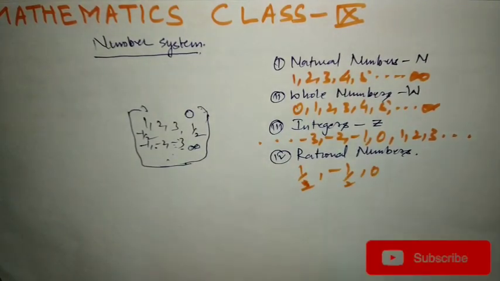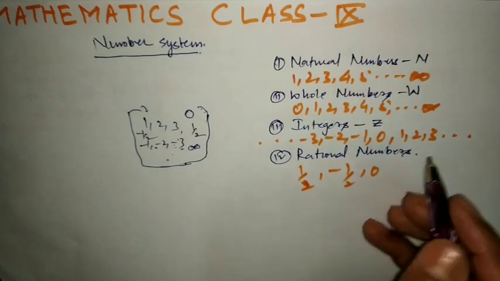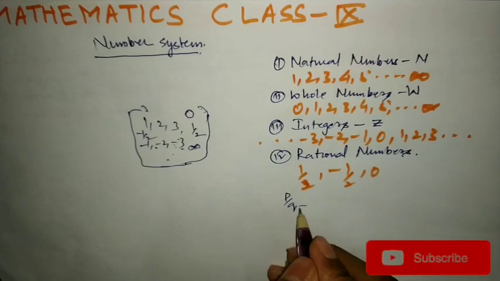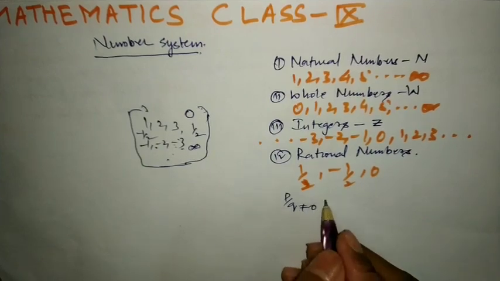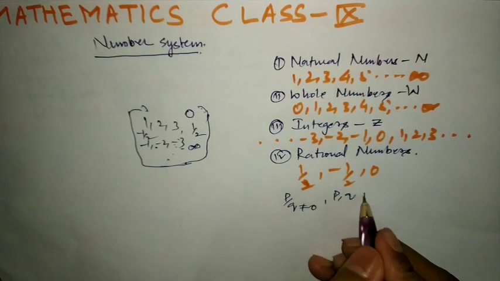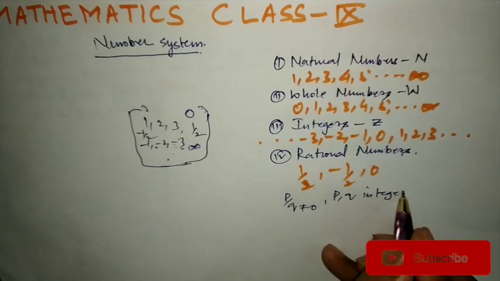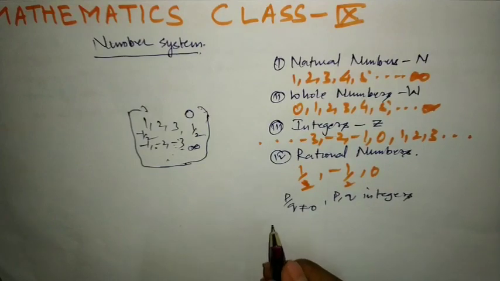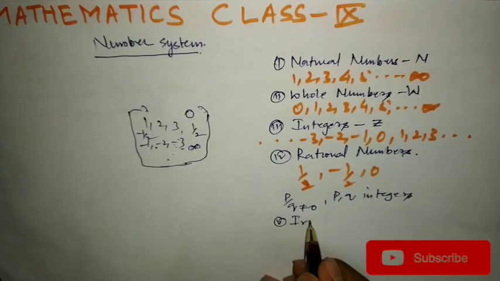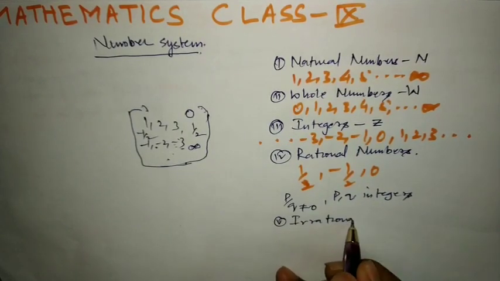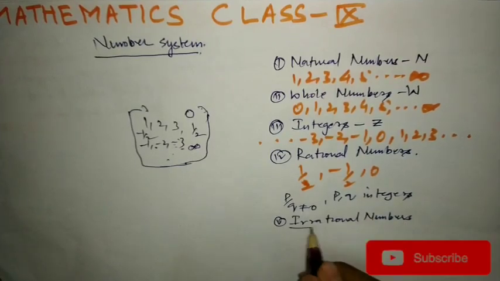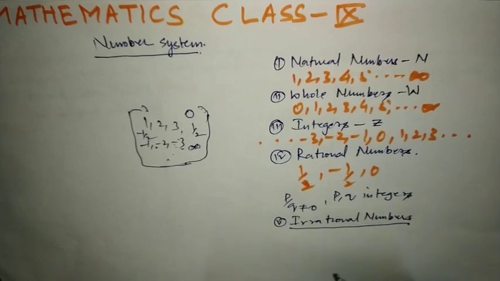So what are rational numbers? You know what are rational numbers? Rational numbers: the number that can be written in the form P by Q, where Q is not equal to 0, where P and Q are integers, is known as a rational number. Okay, so we will study another number, that is irrational number, here. In this class we will study irrational numbers. We have not studied them in class 8, so we will study irrational numbers in class 9.